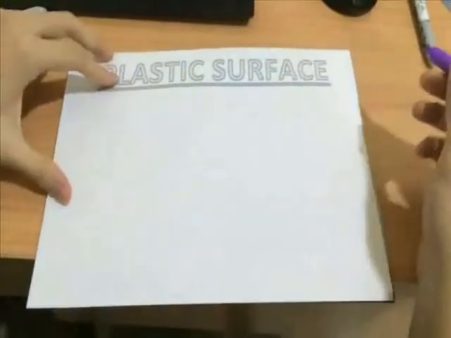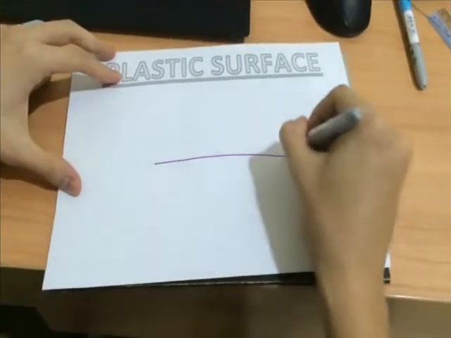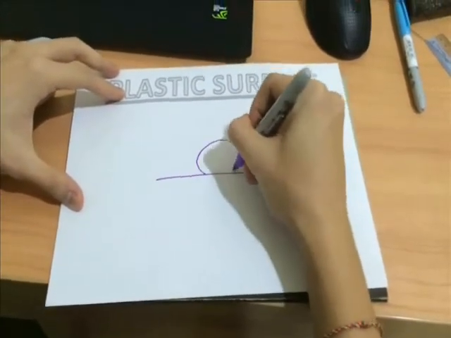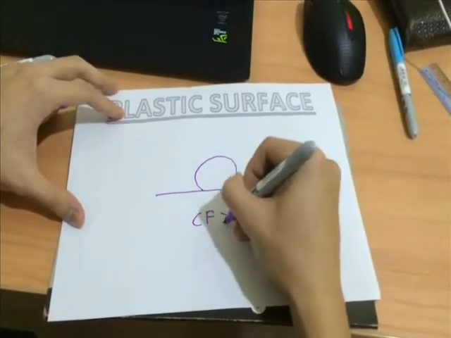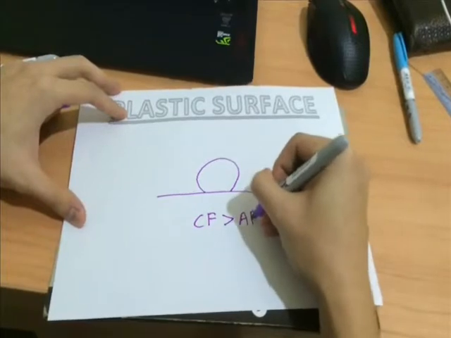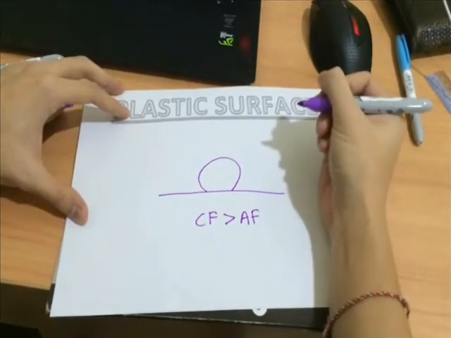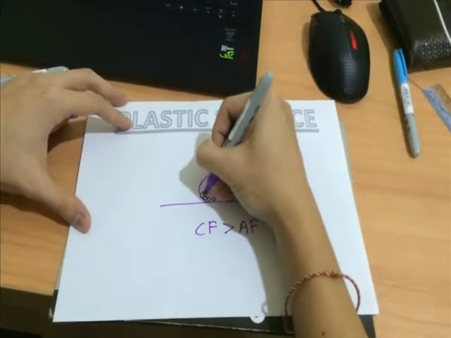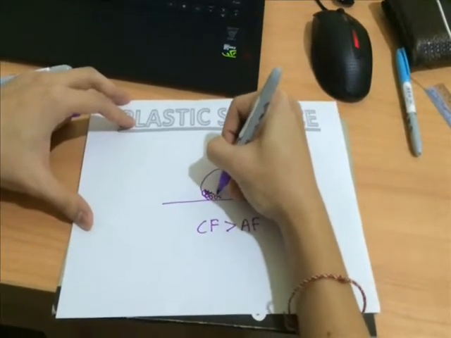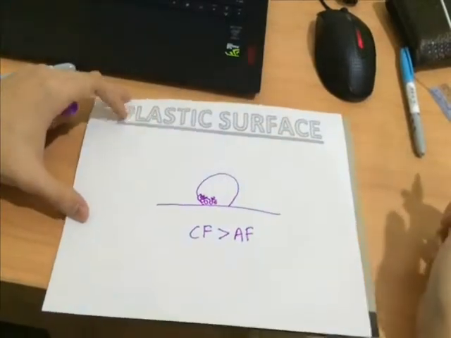So, why did this happen? When a drop of water is placed on the plastic surface, which is made up of non-polar groups, the cohesive forces among the water molecules are stronger than the adhesive forces between the water molecules and the plastic molecules. The water will resist separation and cause the water to retain a spherical shape and bead up on the surface.